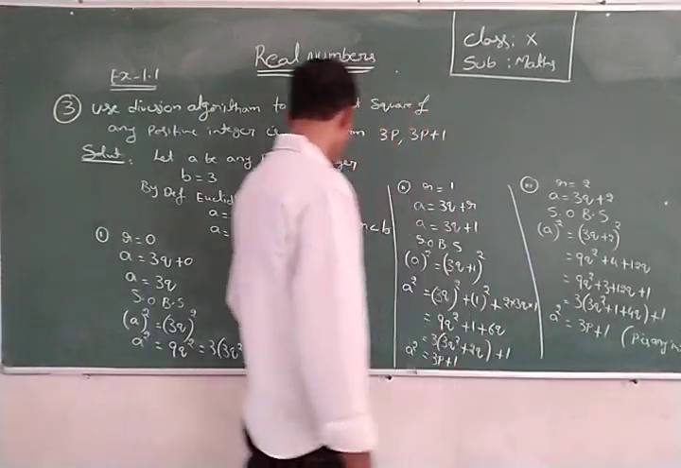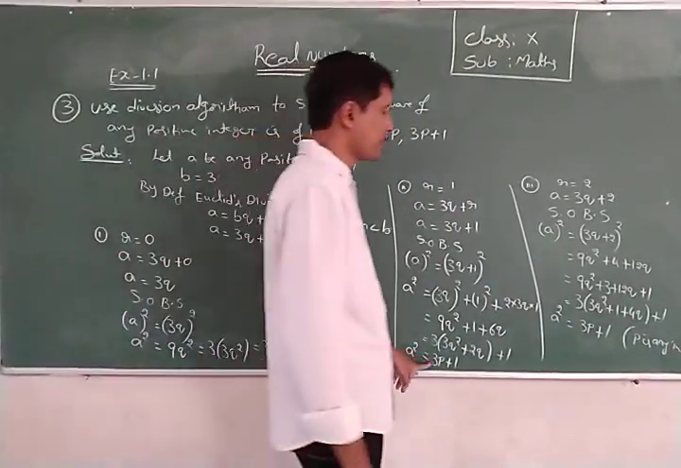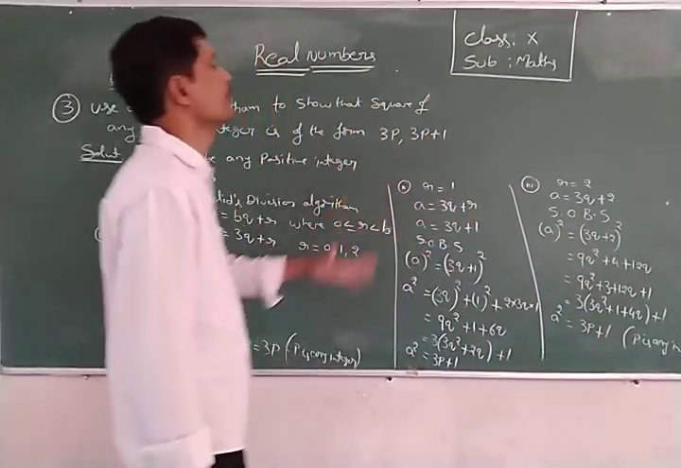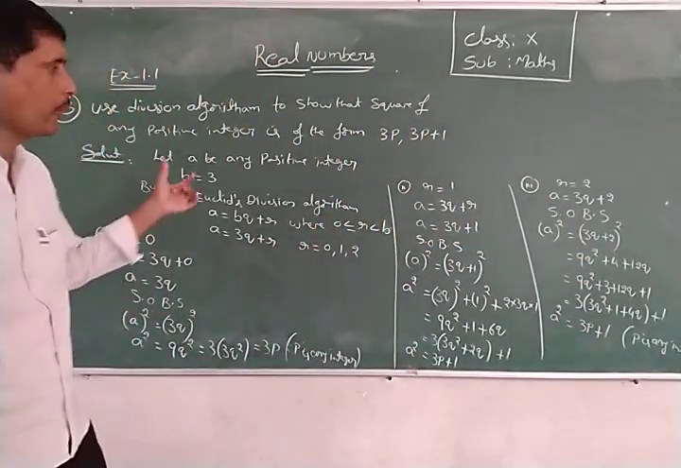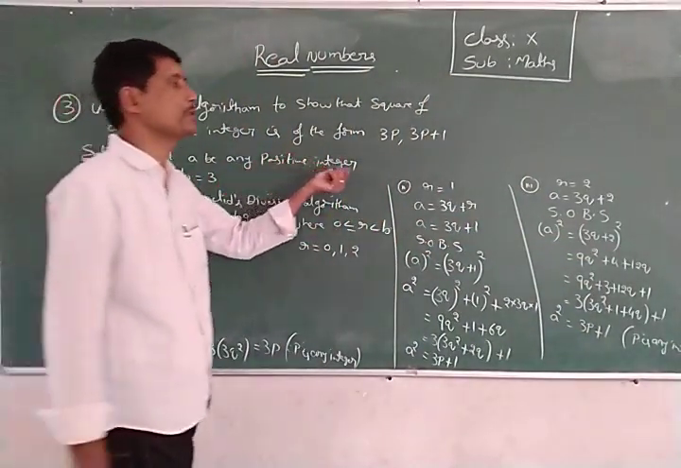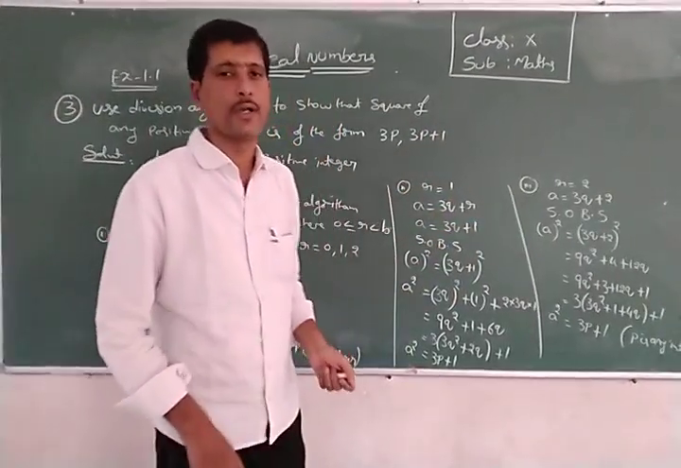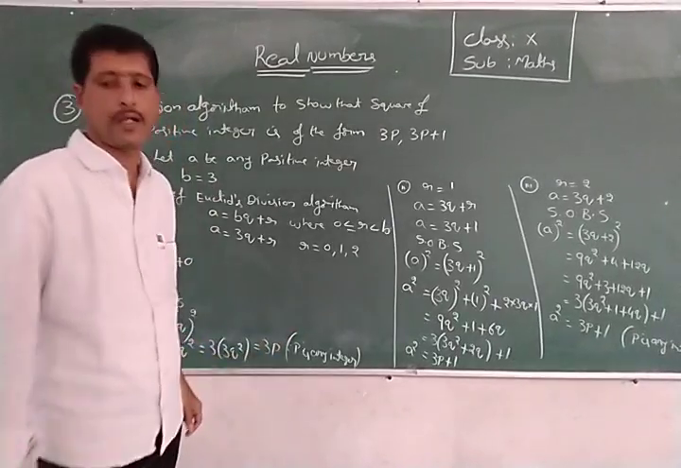In these three cases, we get 3p or 3p plus 1. Writing the given statement again: the square of any positive integer is of the form 3p or 3p plus 1. Any doubt? Okay, next problem.